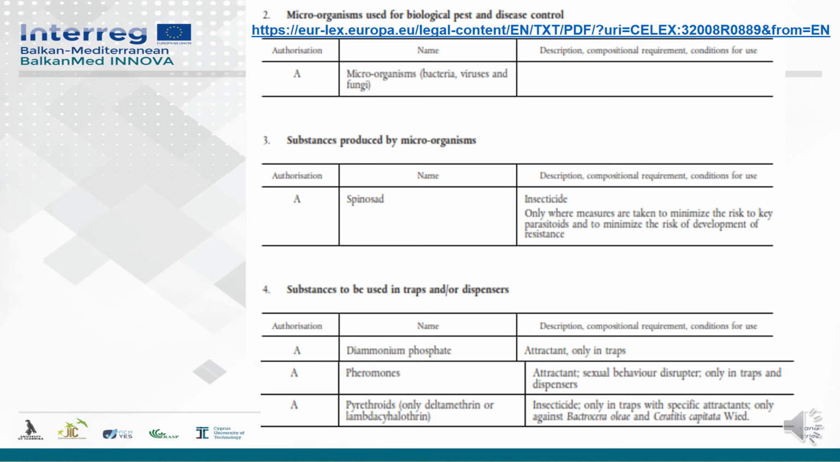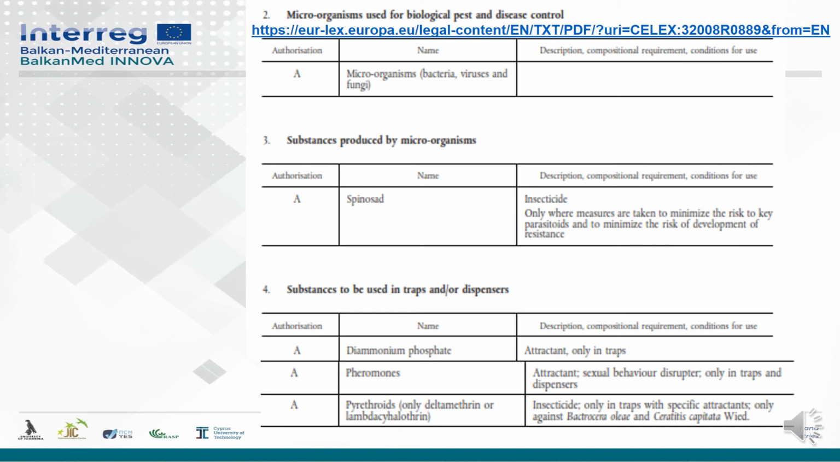First, we have microorganisms like bacteria, viruses, and fungi. There is a product called spinosad, which is an insecticide. It is allowed to be used only where measures are taken to minimize the risk to kill parasitoids, so beneficial insects, and to minimize the risk of development of resistance.